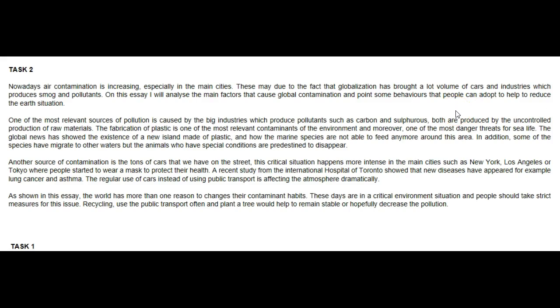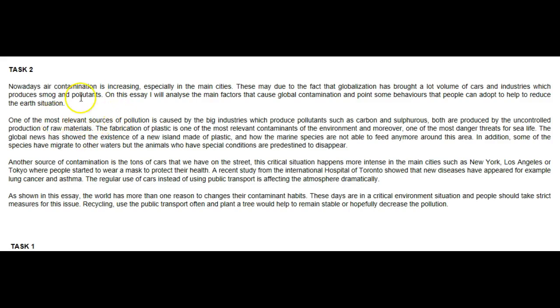So, one of the most relevant sources of pollution is caused by the big industries which produce pollutants such as carbon and sulfurous. Both are produced by the uncontrolled production of raw materials. Okay, so again, there are some little errors here. We don't really say relevant sources. One of the most predominant sources.